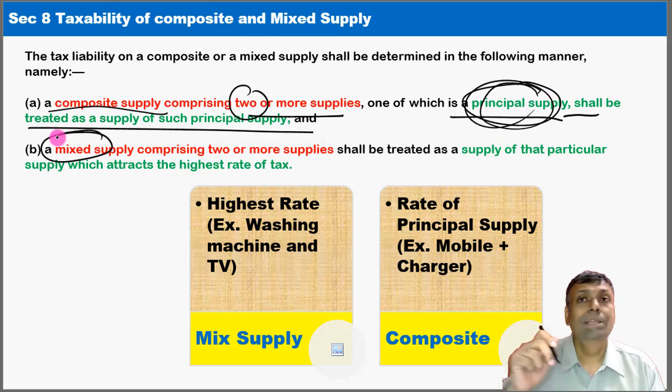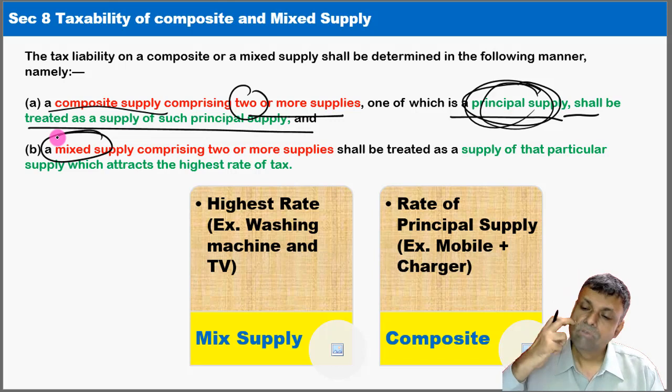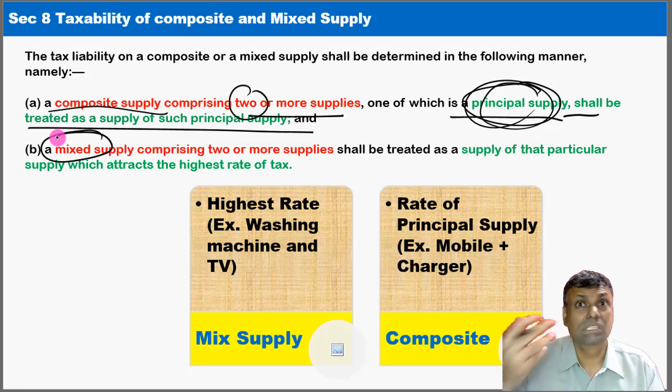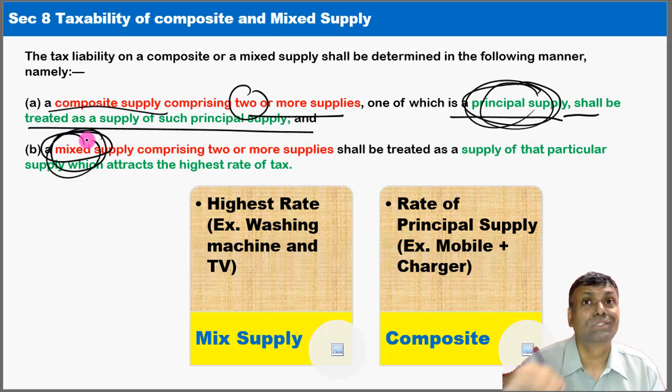What is a mixed supply? A mixed supply is a situation where more than one product is bundled together, but they are not naturally bundled together. It is basically like a package which may be tailor-made, but in the industry there is no standard package. For example, during a festive season, some shopping malls will offer you one television together with one washing machine, or one television together with one refrigerator. This package is not normally sold like that, but during festive seasons such offers keep coming in. In that situation, it will be treated as a mixed supply because it is not naturally bundled together.